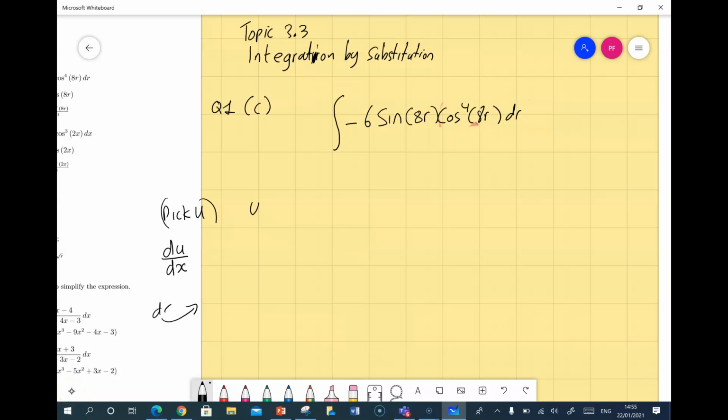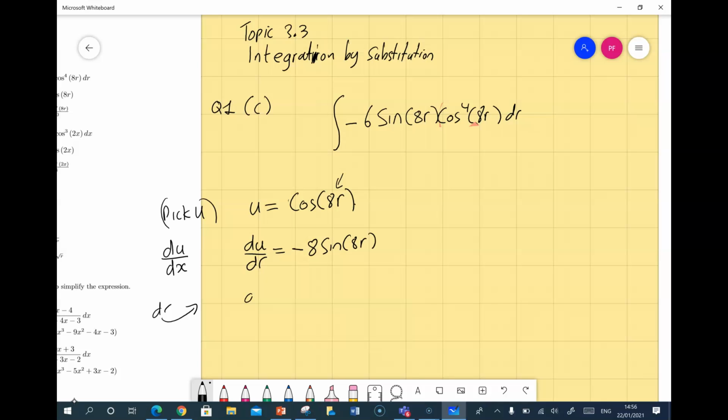So this time I'll pick my u, and I'll let my u be cos of 8r. I get my derivative of that, next step, du dr. Remember, you also have to derive the 8r, so it'll be 8. Now the derivative of sine is, apologies, I just did the same thing wrong twice. Sorry, I meant to say cos 8r. Okay, so the derivative of cos is minus sine. So it's going to be a minus, but I also have to derive the 8r. So it'll be minus 8 sine 8r.